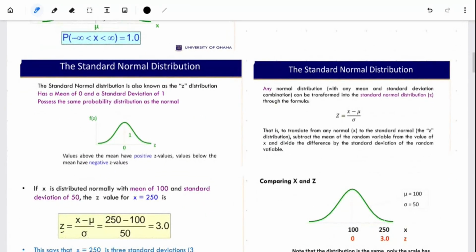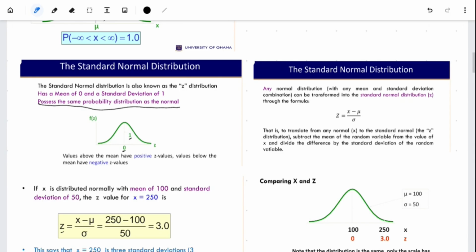So the standard normal distribution is also known as the Z distribution. It has a mean of 0 and a standard deviation of 1, and possesses the same probability distribution as the normal distribution. So when a normal distribution has a mean of 0 and a standard deviation of 1, we call this a standard normal distribution, right? Then it possesses the same probabilities as the normal distribution, right?